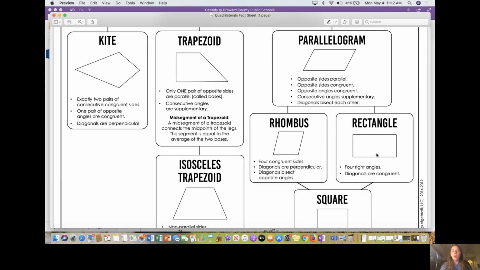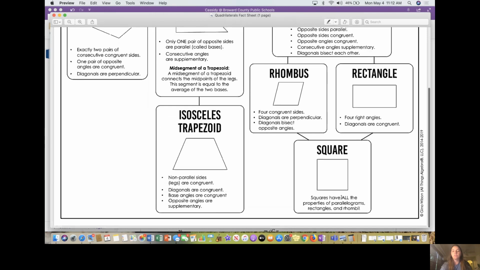But they have all the same rules as parallelograms, and they also have 4 right angles, and their diagonals are congruent. Where in a rhombus, they have all the rules of the parallelogram, but they also have 4 congruent sides, and their diagonals are perpendicular, and their diagonals bisect opposite angles. All right, this last one, the square. Square has all of the properties of everything above it. See how it's attached to the rhombus, the rectangle, and then the rhombus and the rectangle are both attached to a parallelogram. So everything listed here is a property of a square.